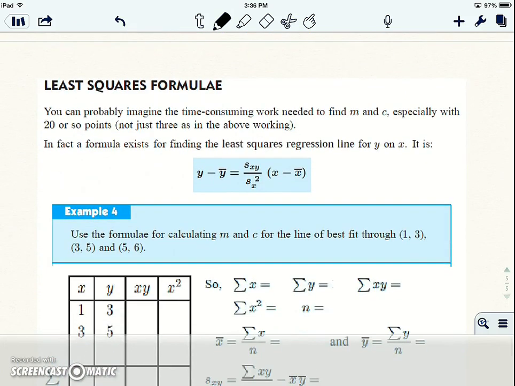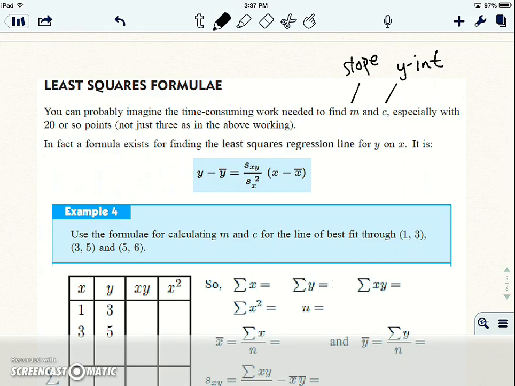Okay. So you can probably imagine the time-consuming work needed to find M and C, or we're used to M and B, which would be slope and y-intercept, especially with 20 or so points, not just 3 as in the situation above. So we have a formula.